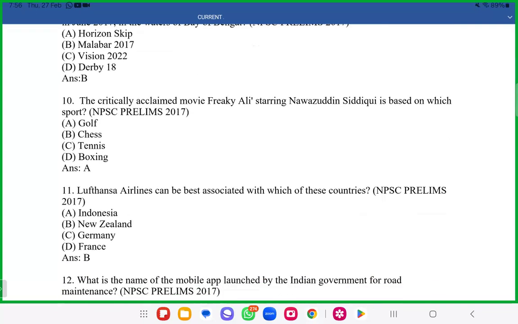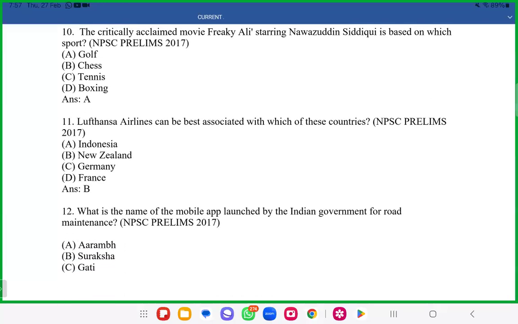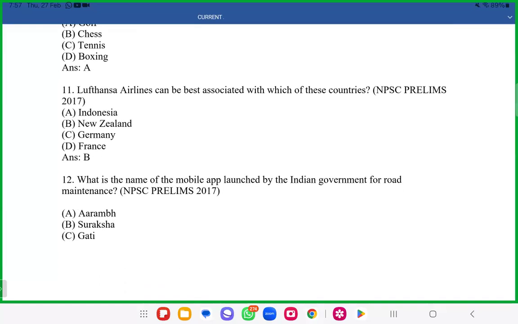Then the critically acclaimed movie Freaky Ali starring Nawazuddin is based on which sport? All right, so this comes under sports, and it can also be part of entertainment. Then Lufthansa Airlines can be best associated with which country? It's Germany. So Lufthansa Airlines maybe was in the news. That's why they may have asked the question.